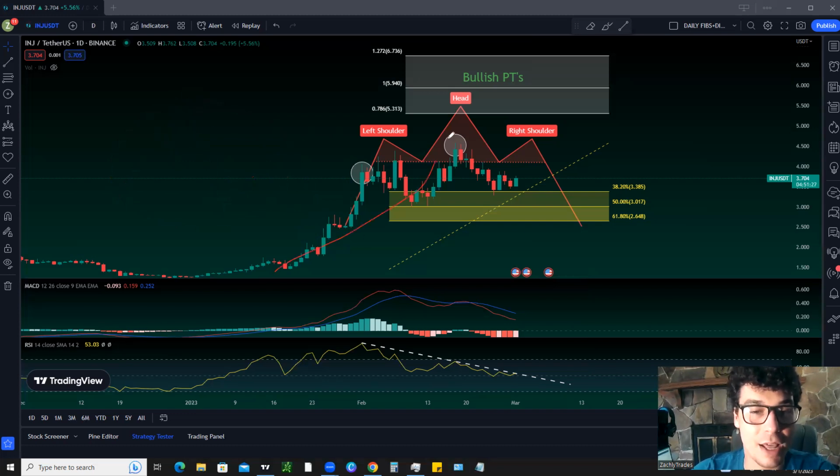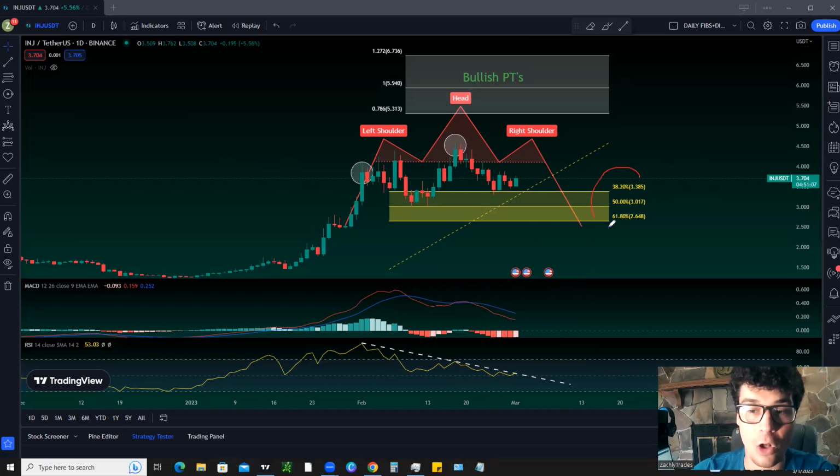As you can see, we've had a strong move to the upside, okay, and we bounced off of our 38.2 retracement level here recently. So there is a strong chance that we could continue that uptrend above our 38.2% retracement level. That specifically is going to be 3.385, okay, 3.385.